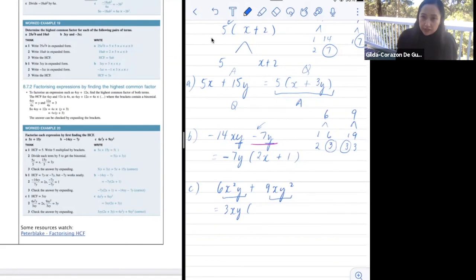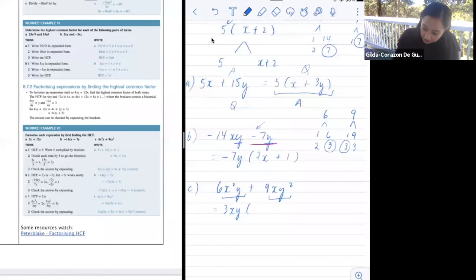Now we've got 3xy, that's our highest common factor. What did we multiply to 3xy to get 6x squared y? 2x, thank you, right? And then how about the next one? 3y, yeah? Because then x would be there already, yeah, thank you. So you've got 3y there, okay?